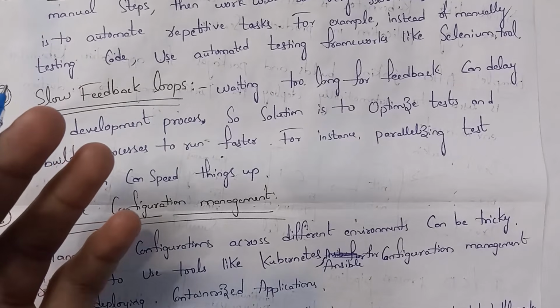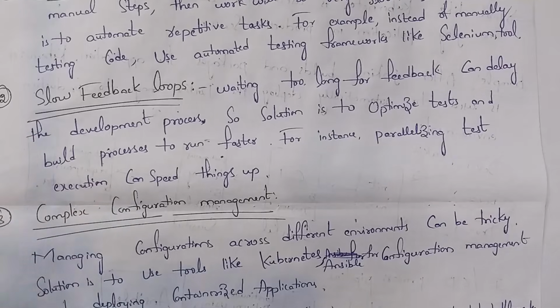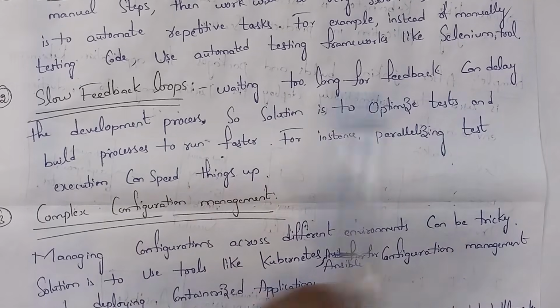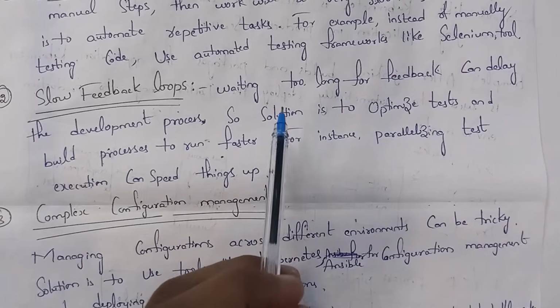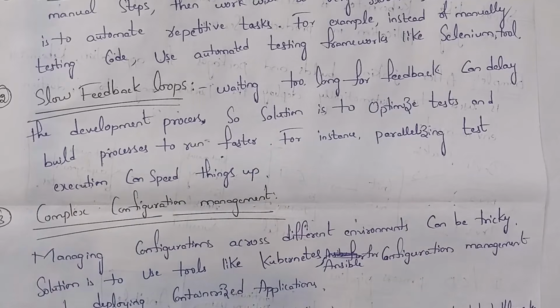Guys, whenever any person gives us a project, then immediately we need to develop that project and release it. If we release the application immediately, then the user can easily identify issues and may give some changes. So waiting too long for feedback can delay the development process. So the solution is to optimize the test and build process to run faster. If we develop the application very fast, then immediately we will get feedback from users.